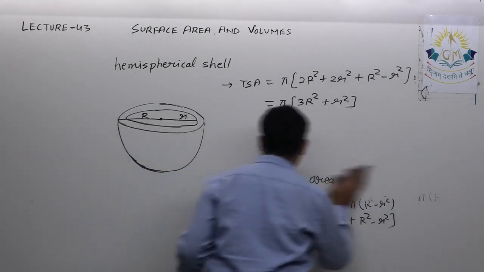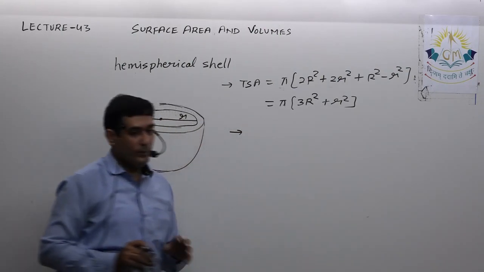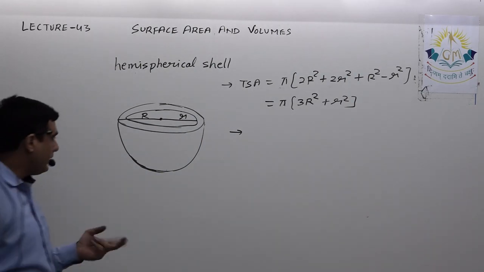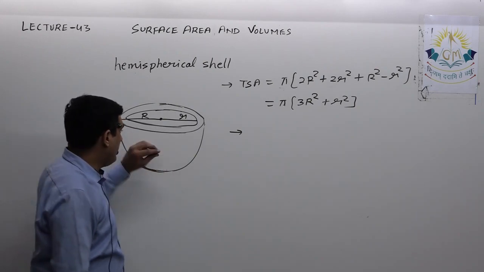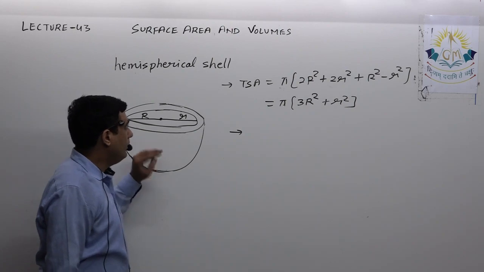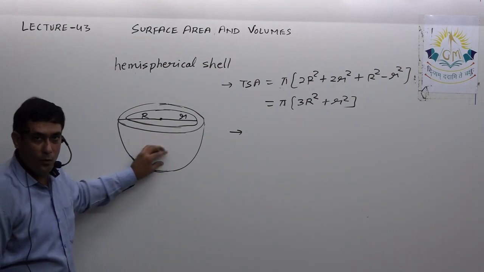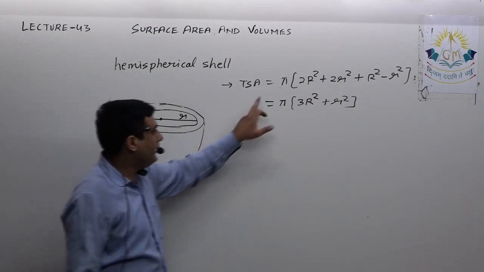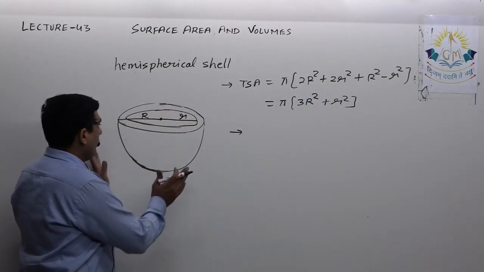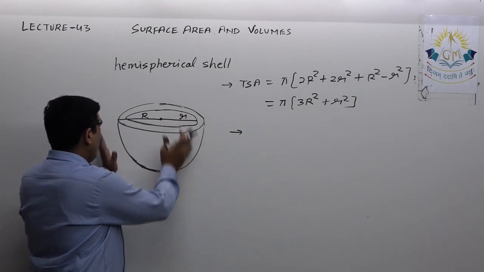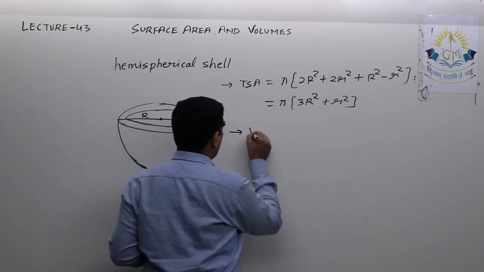Now we'll see the volume of a hemispherical shell. When I say volume of hemispherical shell, there are two things. It's hollow, obviously, so we can see its volume in two different ways. First, how much water or liquid it can hold, that will be simply its internal volume. But if I talk about the volume of its material, then I can say volume of the external solid hemisphere minus volume of the internal solid hemisphere.